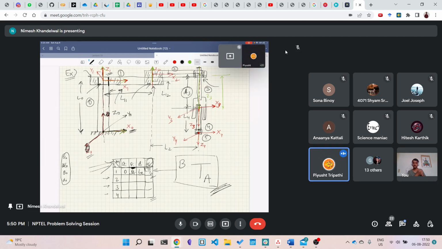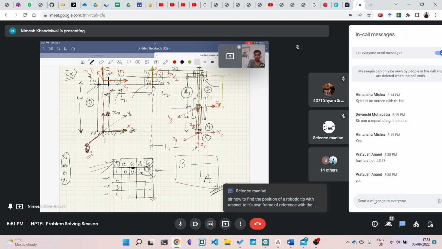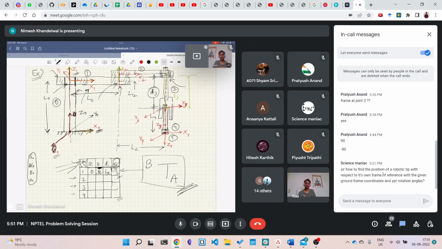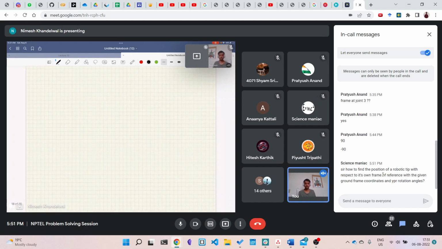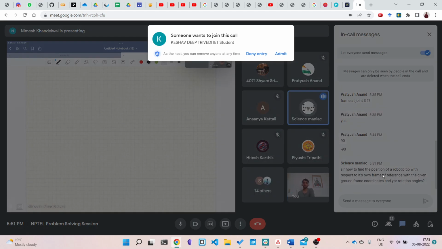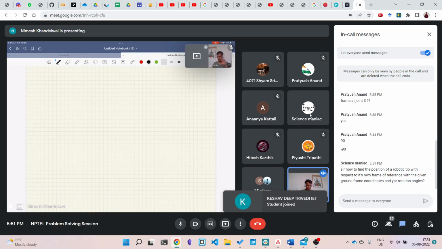Any other questions from the lectures or the week 1 assignment? I think this is related to the last question of week 1, right? The last one, the eighth question. Actually I don't remember what the eighth question is and what the last question is. I had just seen it once, so I'll first address this doubt.